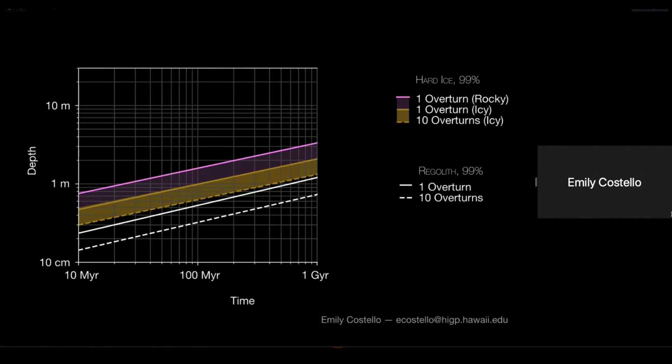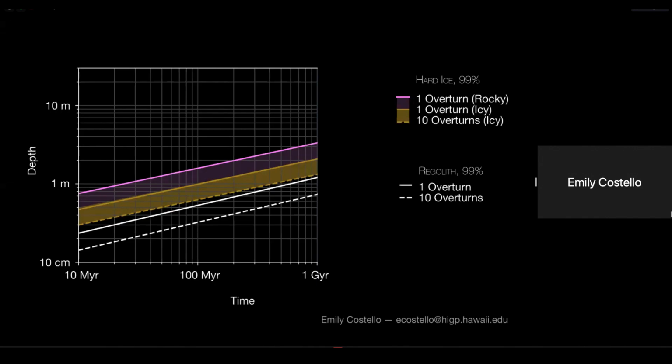Here we're looking at a plot of impact gardening as a function of time again. And the white lines are impact gardening in regolith, and the pink and yellow lines are impact gardening in a hard ice target. I've taken that theoretical model and I've plugged in material properties for an icy target to get these calculations.